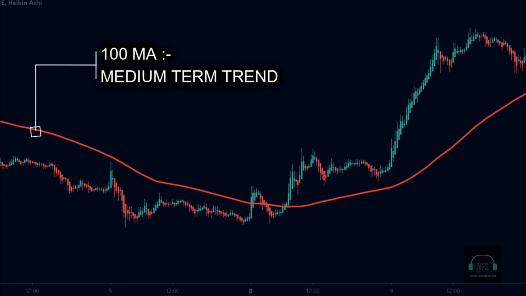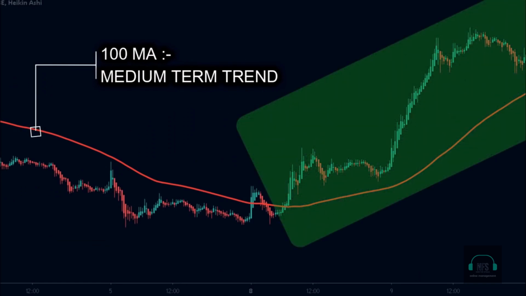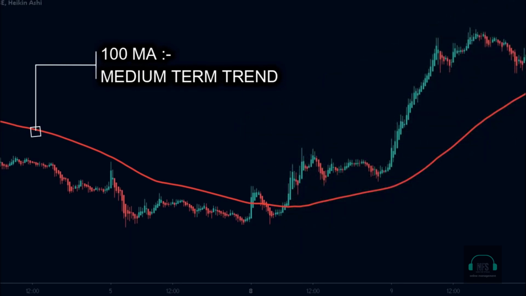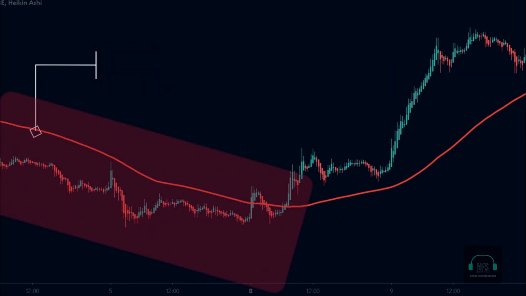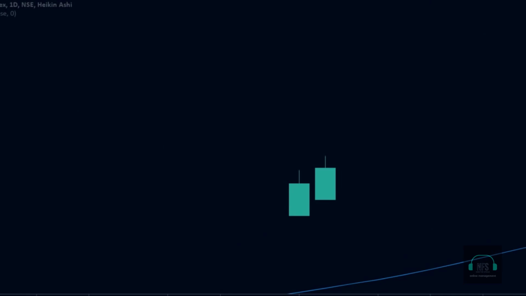When the price is above the 100-period moving average, we will consider the price in an uptrend, and we will only look for buy setups. Similarly, if the price is below the moving average, we will look for sell setups. This is how our buy setup will look.